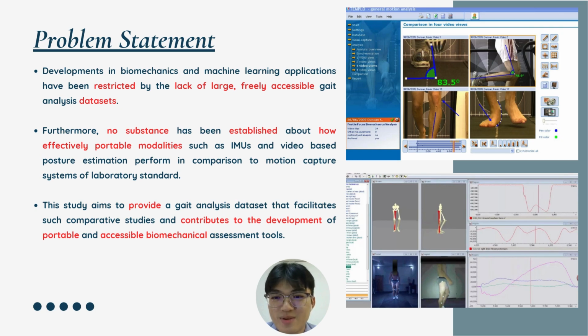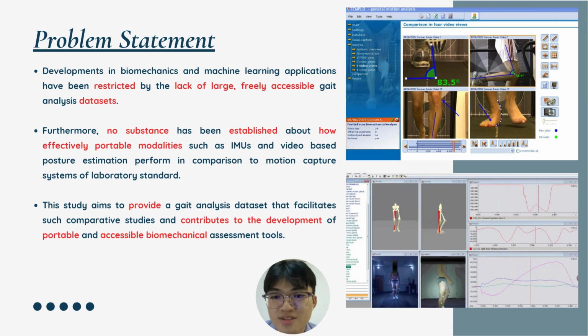Next, we'll move on to our problem statement about human gait analysis. The first problem is that development in biomechanics and machine learning applications has been restricted by the lack of large, freely accessible gait analysis datasets. Without such a dataset, developers and researchers find it hard to get data about human gait analysis.